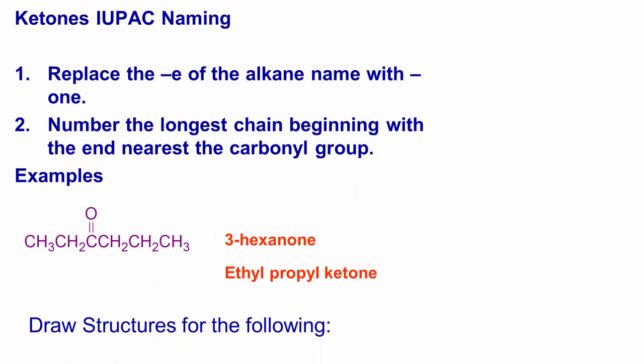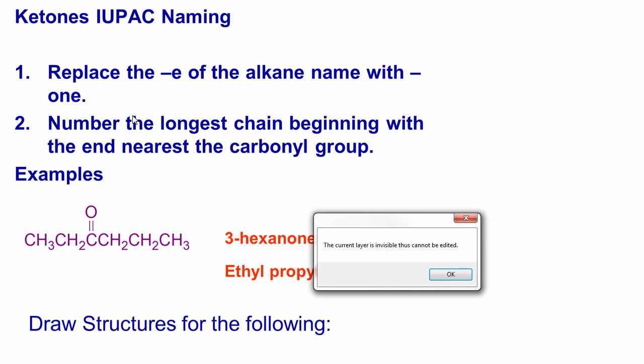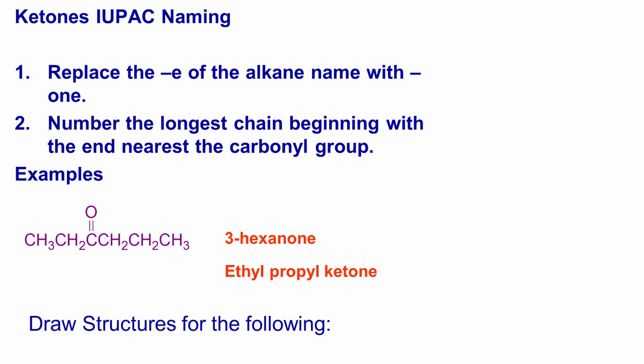And using the IUPAC naming, what we do is we name the ketone as an alkane, drop the E, and add the suffix ONE. Then you number the longest continuous chain, beginning with the nearest end at the carbonyl group. So you want the carbonyl carbon to have the lowest possible number. So in this case here, if I number this way, it's on carbon number 3. If I number this way, it'll be carbon 4.